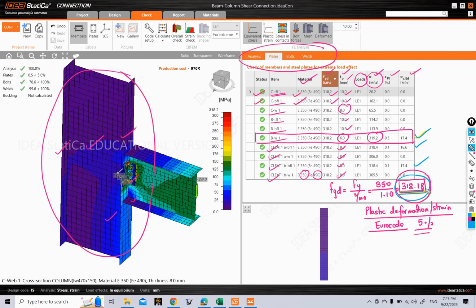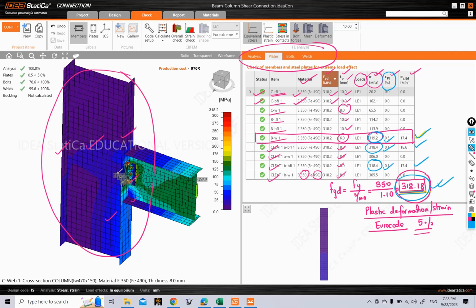So for these three elements, only this plastic strain is calculated in our second last column. So the plastic strain in the web of our beam is 0.5%. The plastic strain in our cleat plate is 0.1%, and in another cleat leg is 0.1%. For all other elements where the equivalent stress is below this value here, the plastic strain is 0.